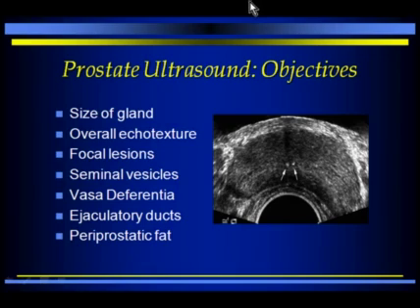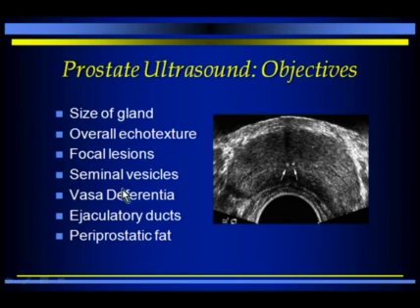When we do ultrasound of the prostate, we have several objectives. First off, we're going to document the size of the gland, and I'll show you how to measure the prostate and how to calculate its volume. We're going to look at the overall echo texture. We're going to look for hypoechoic areas, which can be signs either of inflammatory processes or of cancer. We're going to look for focal lesions as opposed to diffuse echo texture abnormalities.